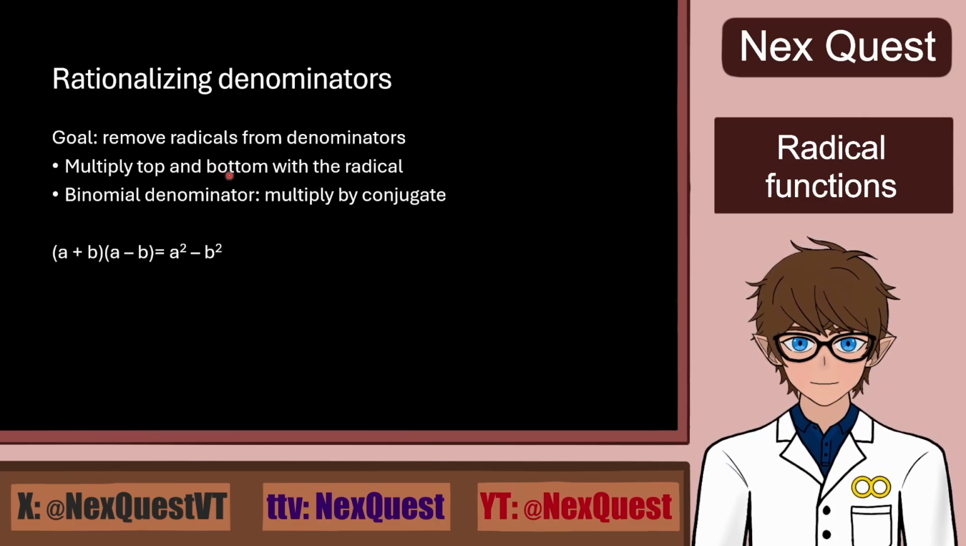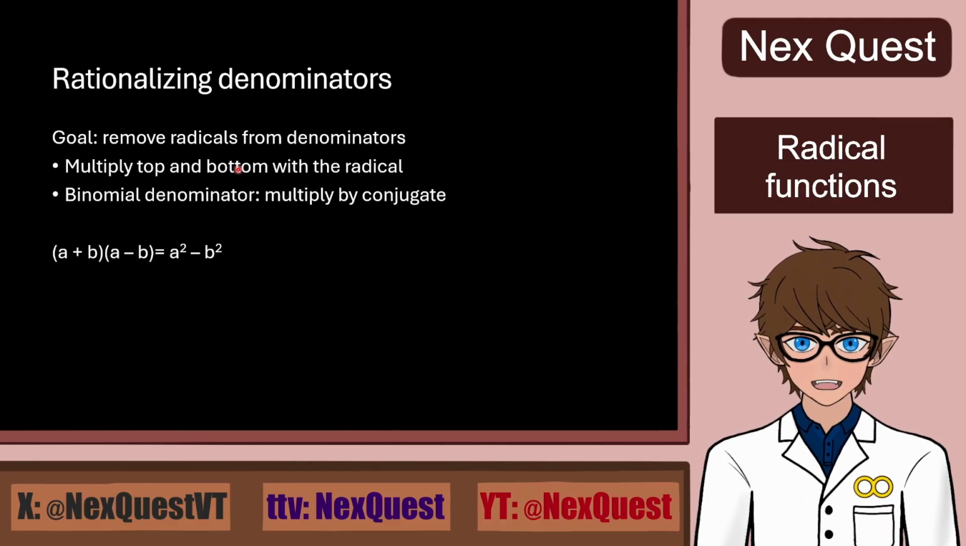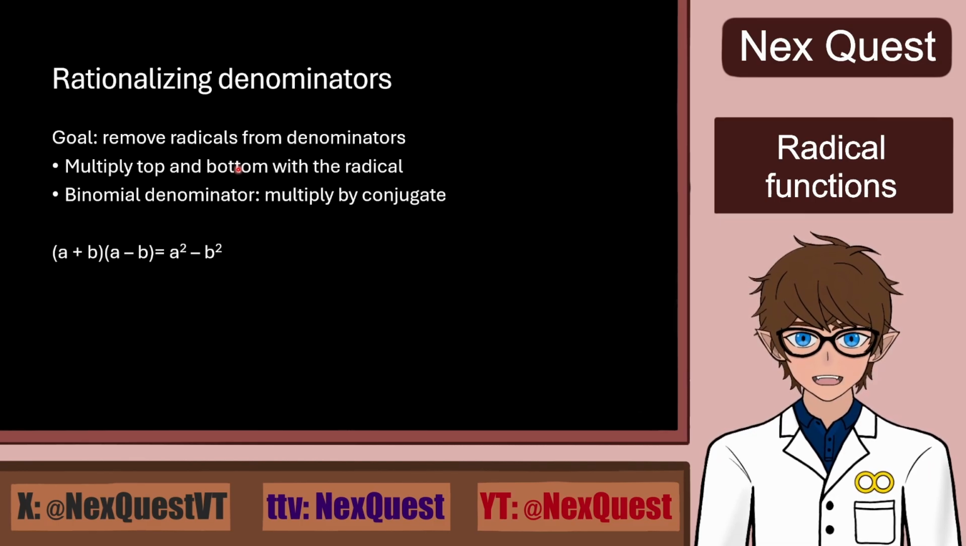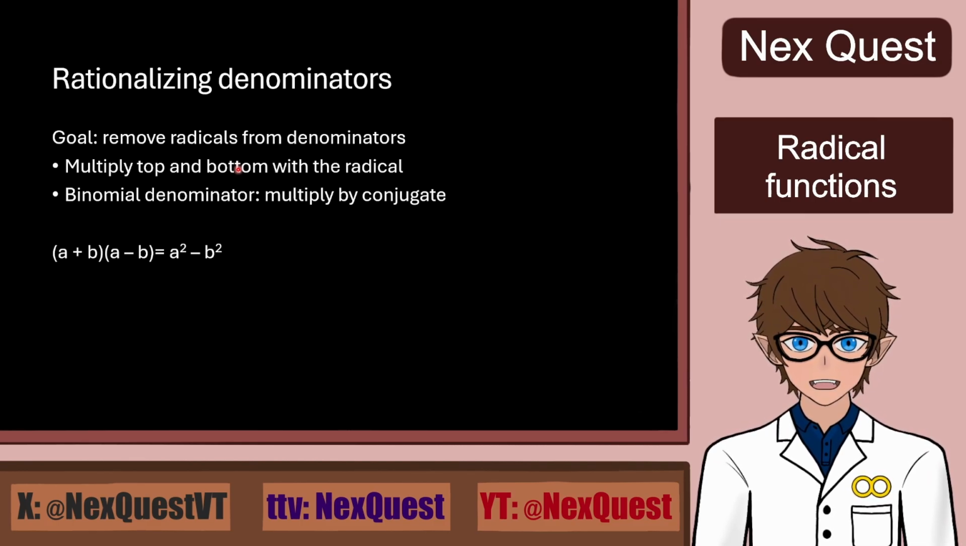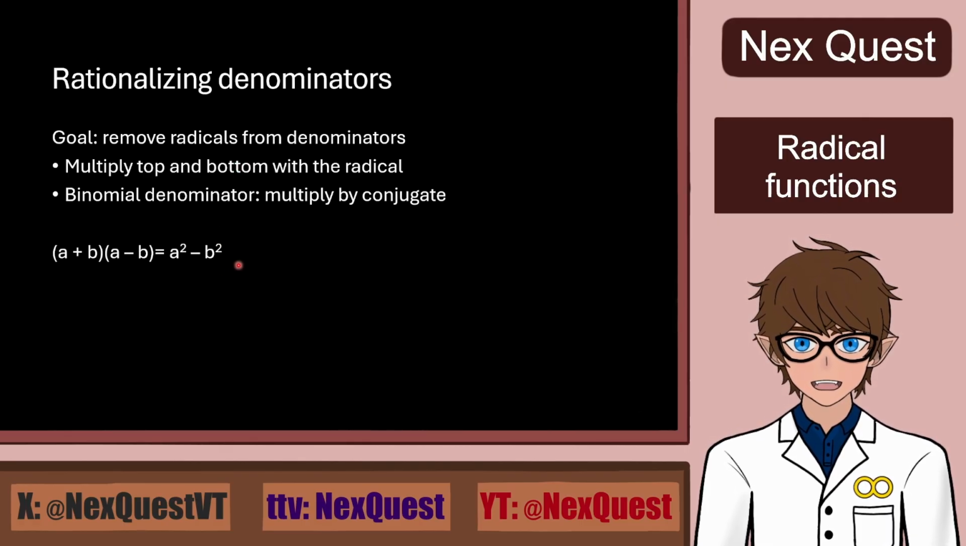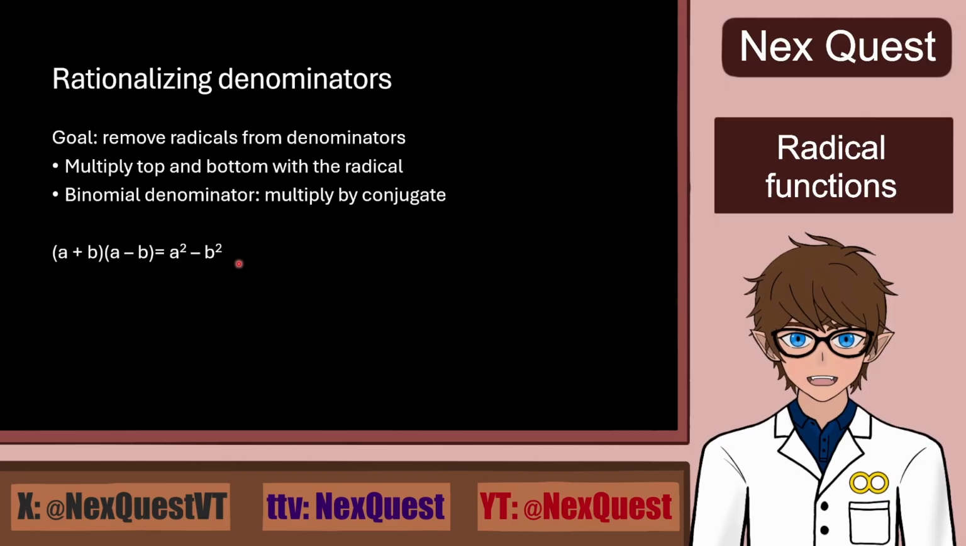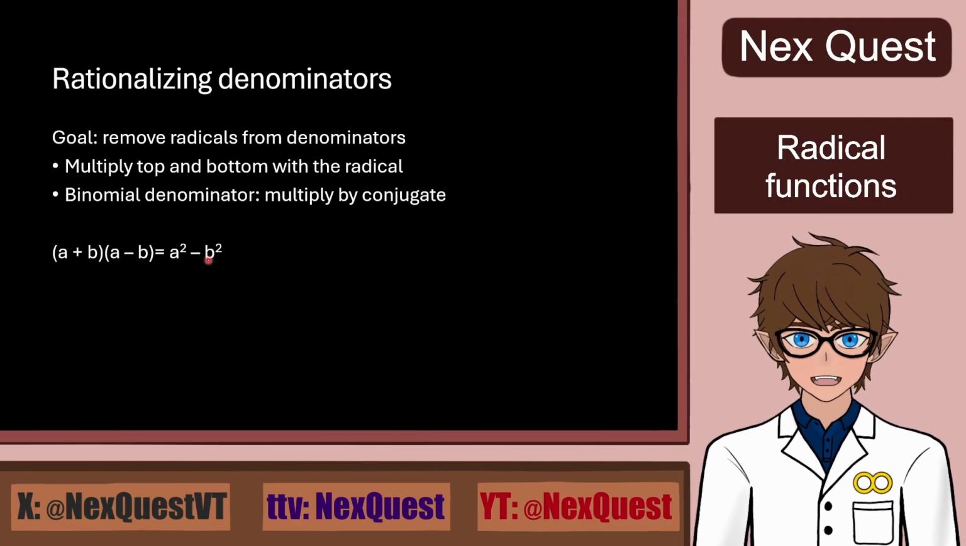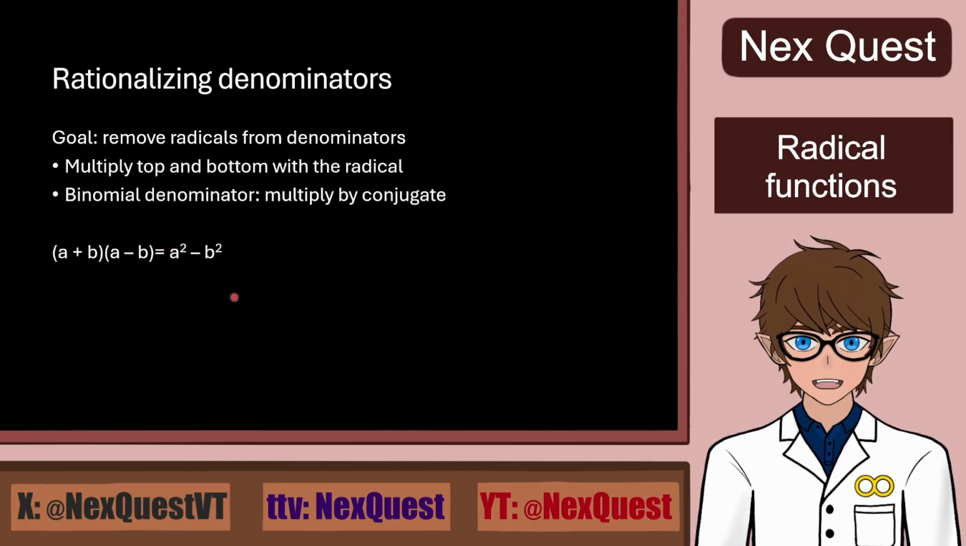This is our result. Another way is when we have a binomial in our denominator. That is when we multiply by its conjugate. If you don't know what a conjugate is, it's when we have a binomial like a plus b. Its conjugate would be if we change the sign in front of b, so we would get a minus b. If you remember back, the difference of squares, when we had something like a plus b times a minus b, the result ended up being a squared minus b squared.